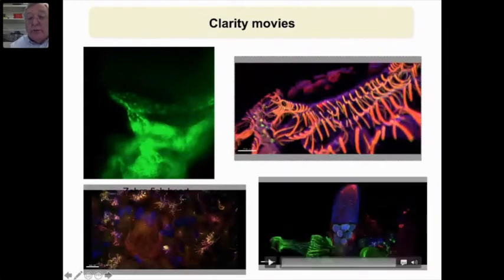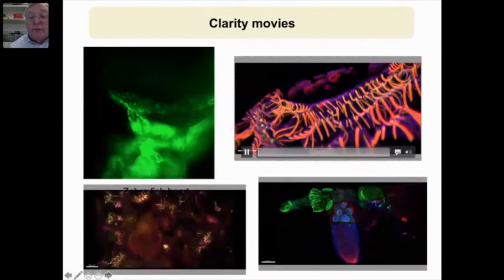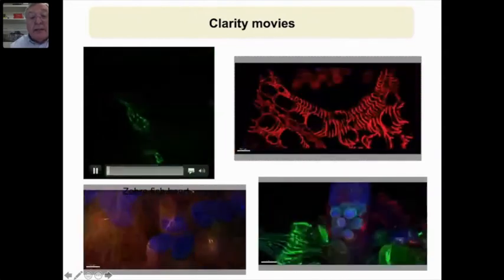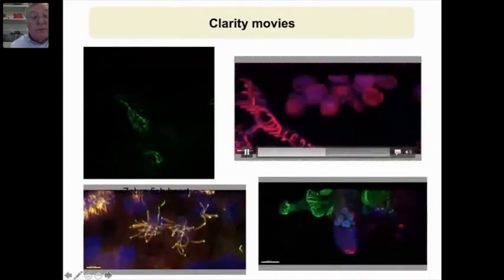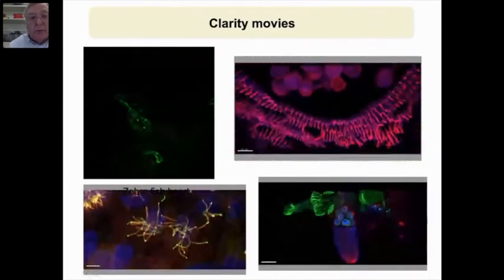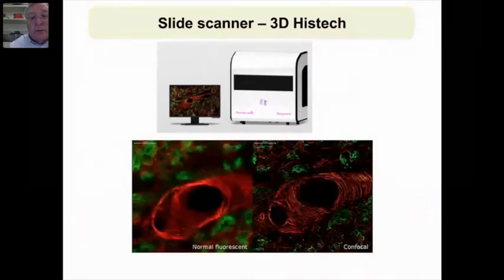I just show them because these instruments form images which look exactly like, if you like, a real confocal microscope, because it is a real confocal. It can be used in other applications. Here's the 3D Histech slide scanner, where the normal fluorescent image can be improved by making it confocal.